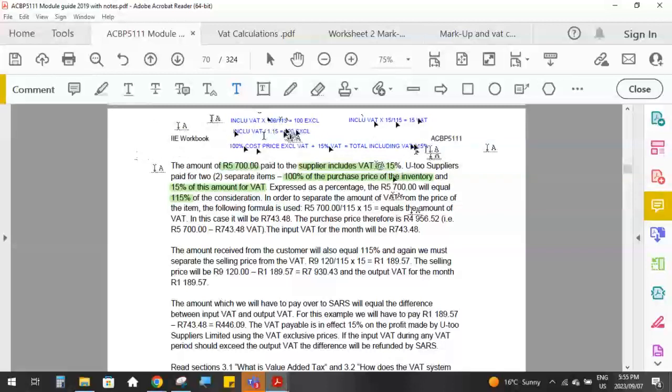So these are your two calculations that you will do to work out the excluding amount if you've been given the inclusive VAT amount. And once you've calculated your excluding VAT amount, you can also just take the including VAT amount minus the excluding VAT amount in order to calculate the VAT itself. You don't have to do another calculation like this to calculate the VAT, because including VAT minus excluding VAT amount equals the VAT. Okay, so just remember that including VAT minus the excluding VAT will equal your VAT only.